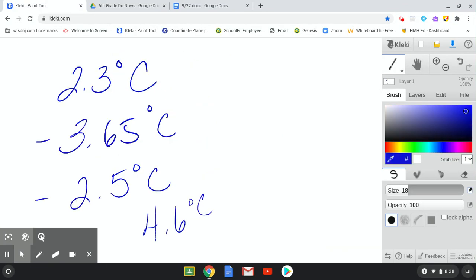Okay, now let's say we had these temperatures: 2.3 degrees Celsius, negative 3.65 degrees Celsius, negative 2.5 degrees Celsius, and 4.6 degrees Celsius. And I wanted to know what the absolute values of these are. Remember, absolute value has to be positive because it is just the distance the number is away from 0, okay? And distance cannot be negative.